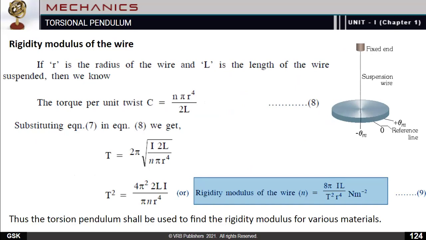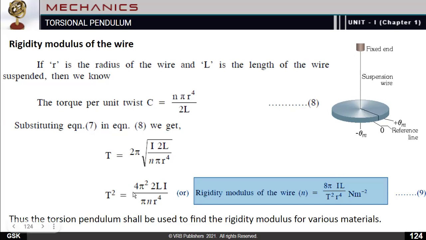So we have to substitute the C value in the time period formula. The time period formula is T equals 2 pi into root of I by C. So here we have the C value, that is n pi r power 4 divided by 2L. Then which one do we need? We need the n value, that is nothing but the rigidity modulus. To get the rigidity modulus n, which is inside the root, we have to remove the root. So take the square on both sides, squaring on both sides.